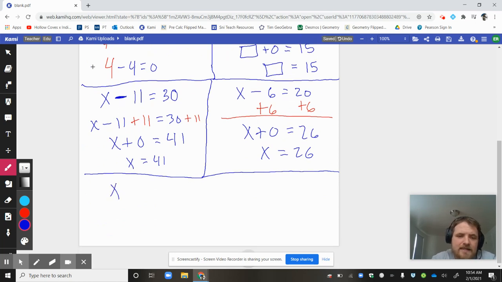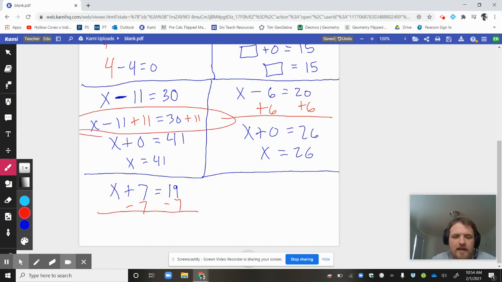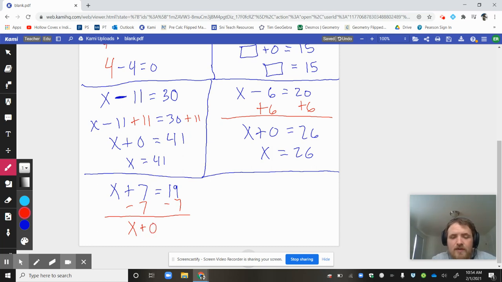Now, I don't think I've done a subtracting one, so let's do that. Let's say we had x plus 7 equals 19. Well, what is the opposite of addition? Subtraction. So -7, -7. Again, you can write it like this, but your teachers probably will write it like this in the future. This gives me x plus 0. They're also probably not going to write that step, so I'm going to leave that step off. x equals 12.